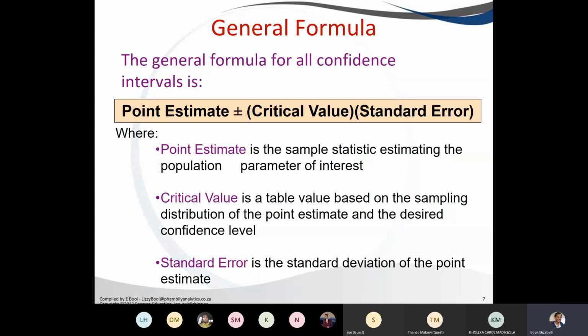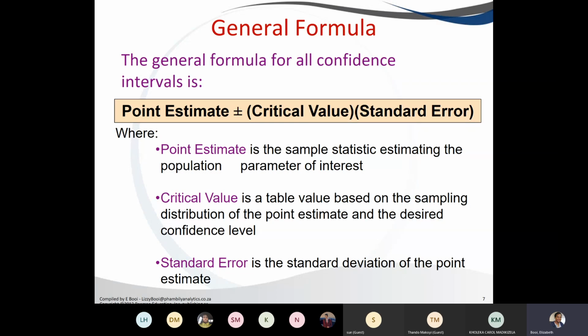The standard error, like we did with the sampling distributions. Remember, in the sampling distribution, because we had the population proportions and the population mean, it was easy to calculate the standard error as well. So here, because we're not given the population parameters, we are going to be using the sample parameters.